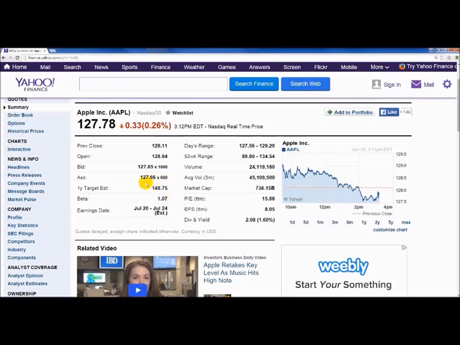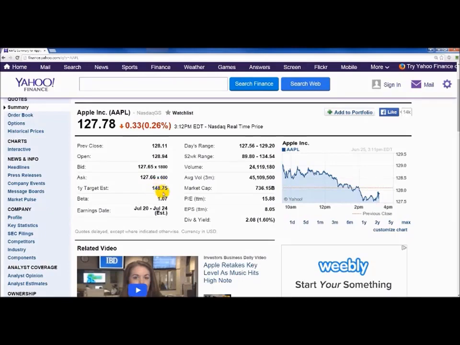Moving on down, we have the 1-year target estimate. People called equity analysts often make estimates of what they think the stock price will be in 1 year, and this is the average of their estimates. Now, is this a sure thing? Absolutely not. If it were, then everyone would invest in Apple stock instead of 3-month treasury bills because it would be risk-free.